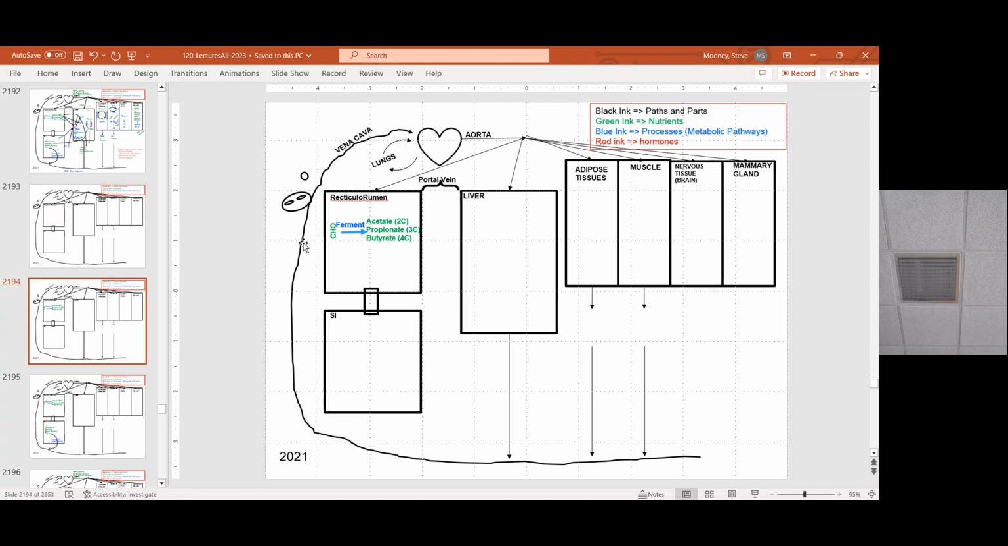You need to move, feel free to do so. So our three VFAs, we have acetate, propionate, and butyrate. Acetate's 2 carbons long. Propionate is 3 carbons long. And butyrate is 4 carbons long. So that's simplified fermentation.